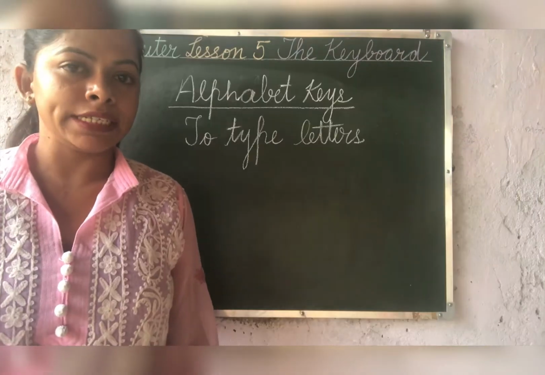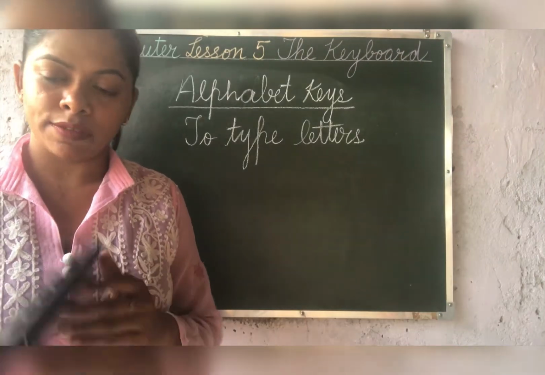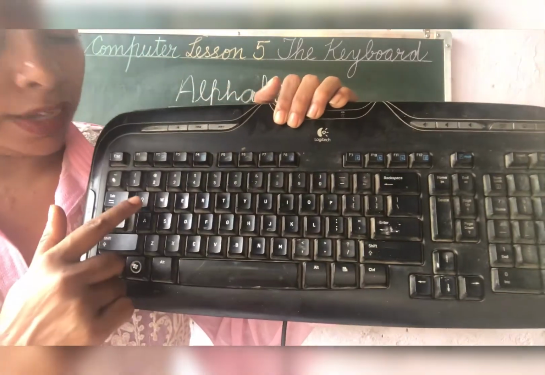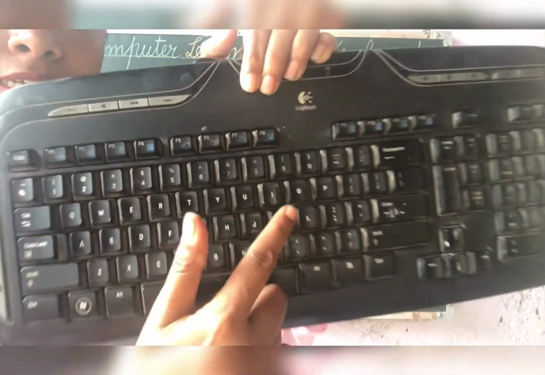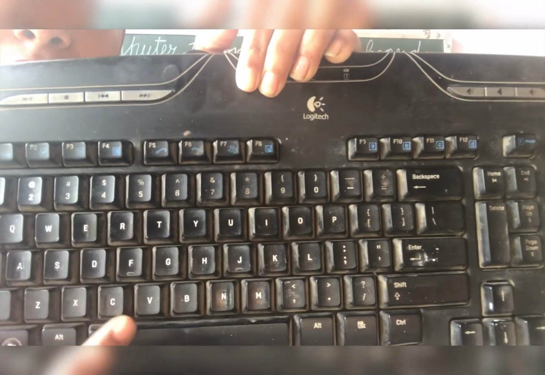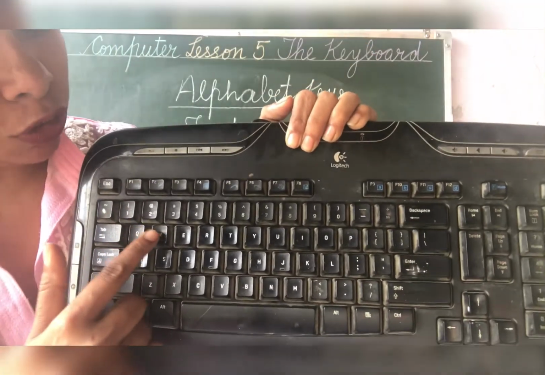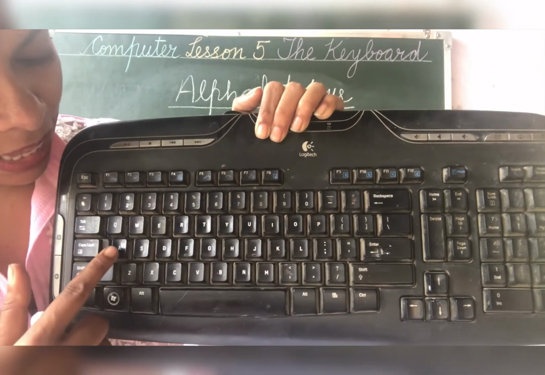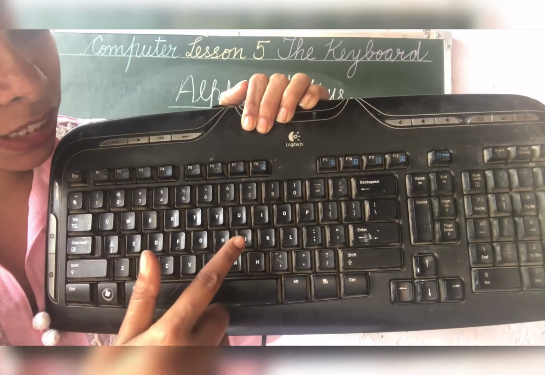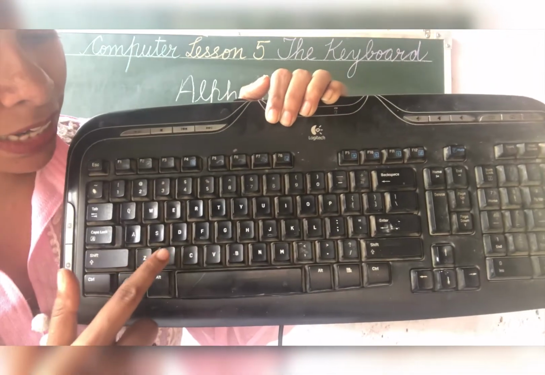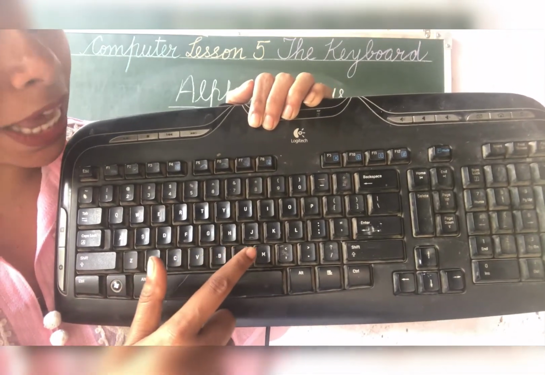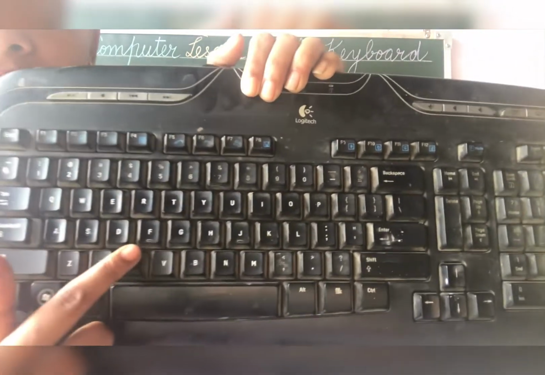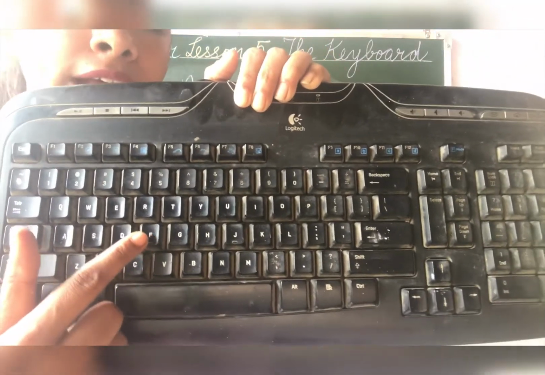Now children, let us study about alphabet keys. First I'll show you alphabet keys on the keyboard. Just see, these are the alphabet keys. That is Q, W, E, R, T, Y, U, I, O, P, A, S, D, F, G, H, J, K, L, Z, X, C, V, B, N, M. See, all the alphabets are mentioned on these keys, and so they are called alphabet keys.